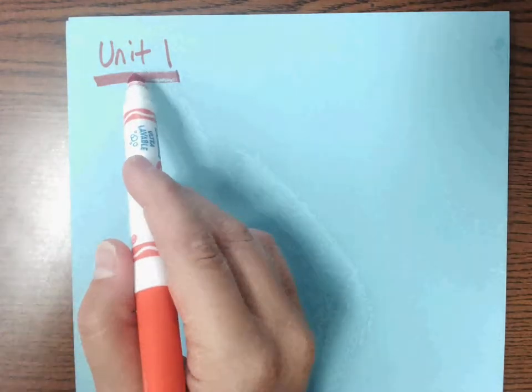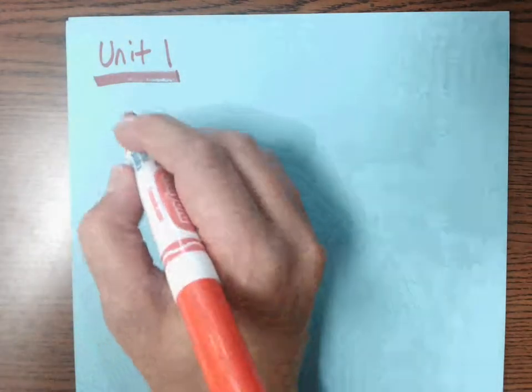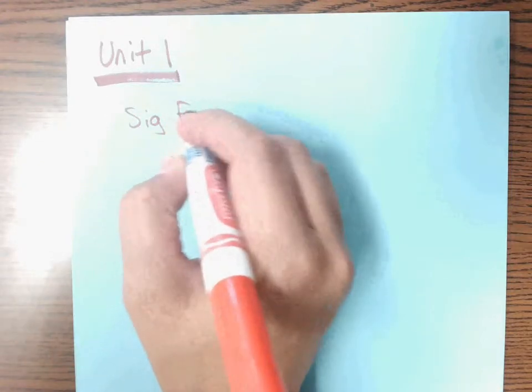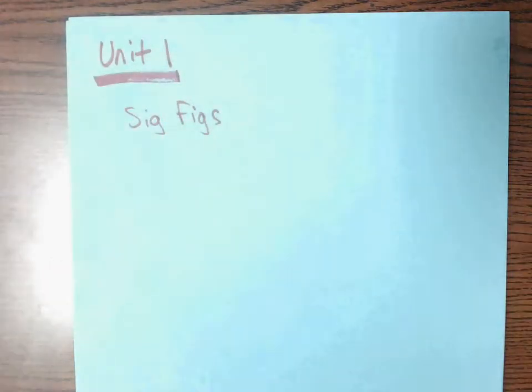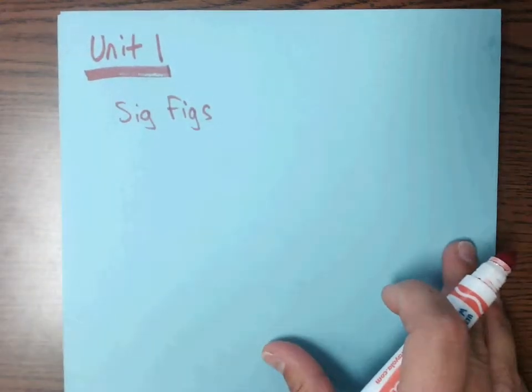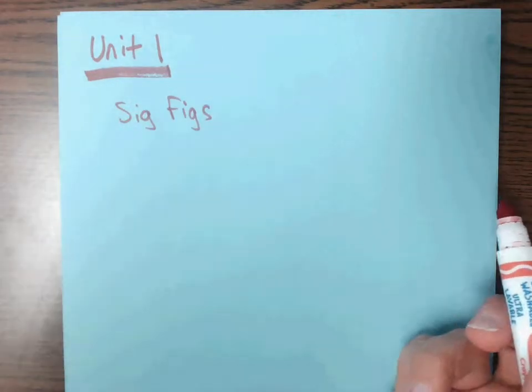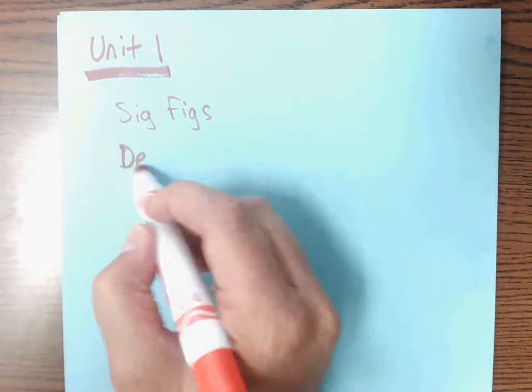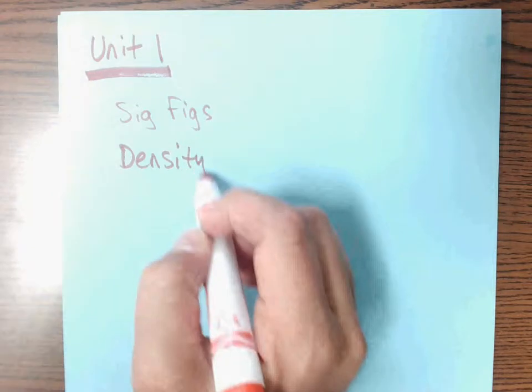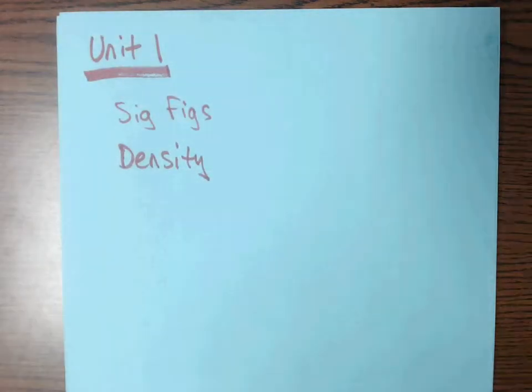The big thing we talked about in Unit 1 was significant figures. And then we did several unit conversions. Also we talked about density. So with significant figures, you need to be able to identify how many a number has, and then how to use them in calculations. And then density, you just need to know the formula and how to calculate it.